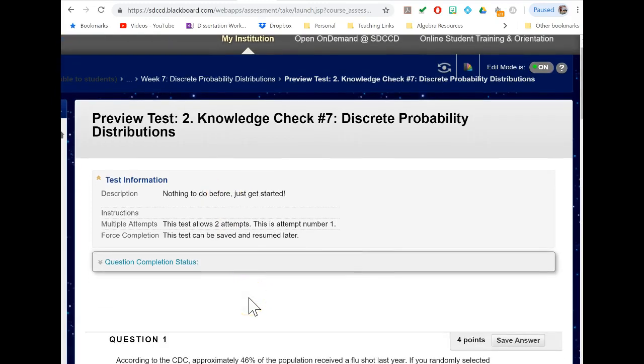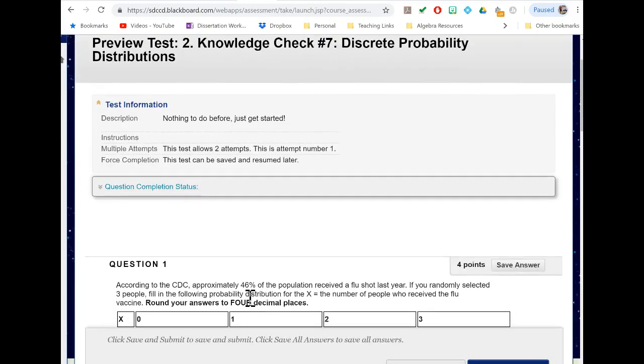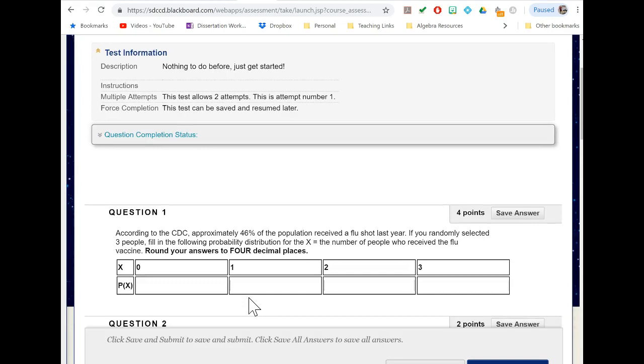All right, so let's take a look at knowledge check 7 and see what happened on some of these problems that we had doing this particular knowledge check. So the first question tells us that approximately 46% of the population received a flu shot, and we're going to randomly select 3 people. So this is going to be a binomial situation.